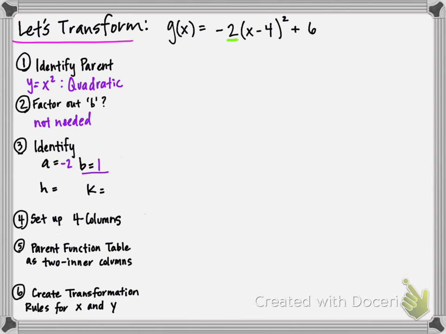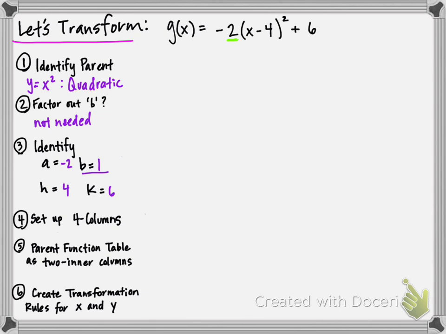Okay, so now h. What's h? So when it's in the parentheses, x always lies. So that looks like negative 4, but it's positive 4. Okay, but k, we're always okay with what's on the outside, so that's going to be positive 6.